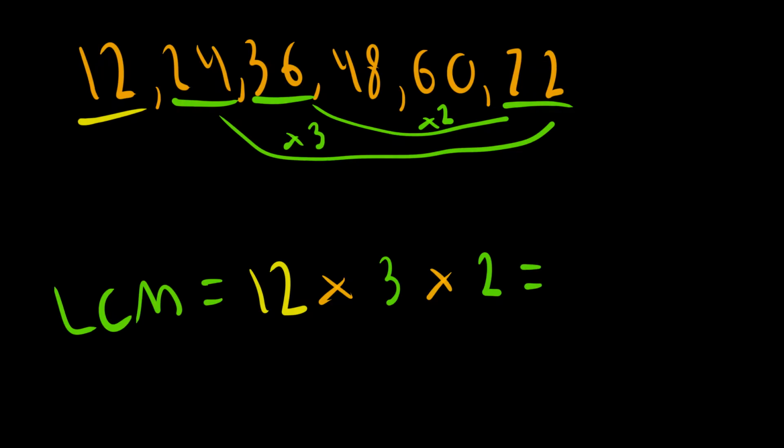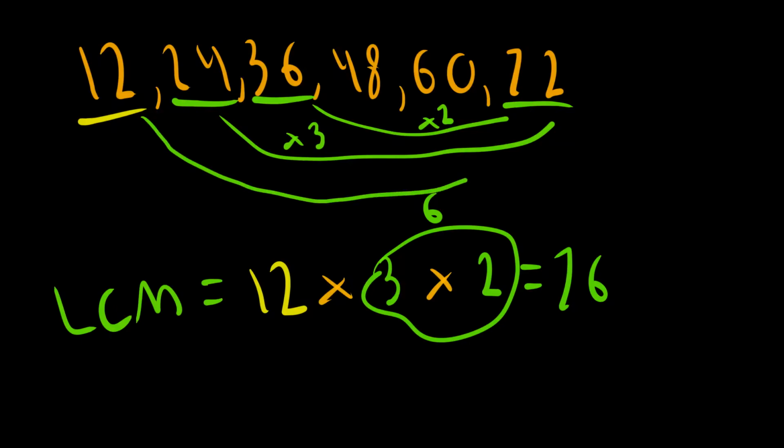So 12 times 3 is 36. 36 times 2 is 72. We'd also group these two factors here. So 3 times 2 is 12. Now, 12 times 6 is equal to 72.